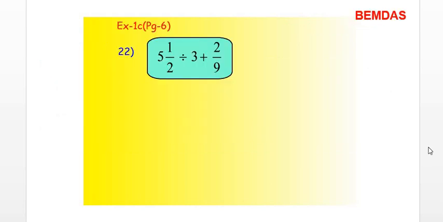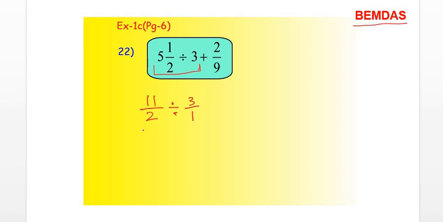I have taken question number 22 from the book. It says 5 and 1/2 divided by 3 plus 2 over 9. So by looking at this word, first of all I have to go for division. So for the division I have to divide 5 and 1/2 by 3. So let's convert this mixed number: 5 2s are 10 plus 1, it will be 11 out of 2, right? Then divided by 3 out of 1. Why did I put 3 out of 1? Just to make it a fraction.